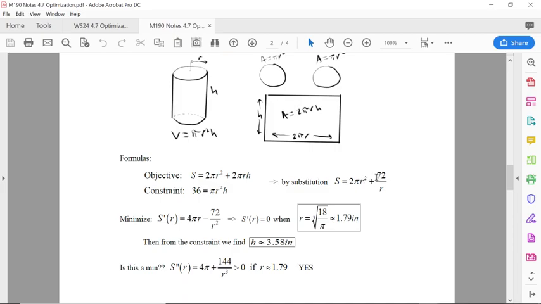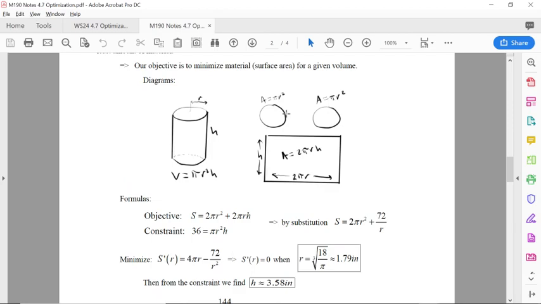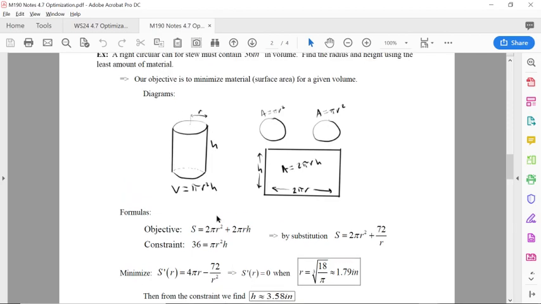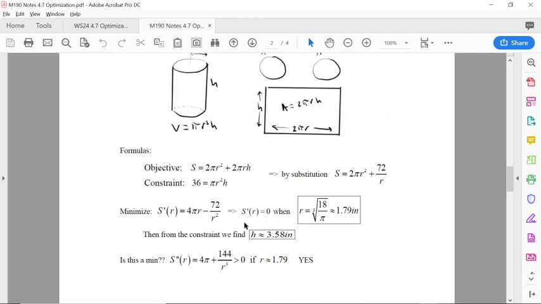What's a reasonable domain, by the way? Well, r would have to be greater than 0. Eventually, r would become so large that the height is going to end up having to shrink and ultimately become negative. So we're going to want to make sure that r doesn't become too large.